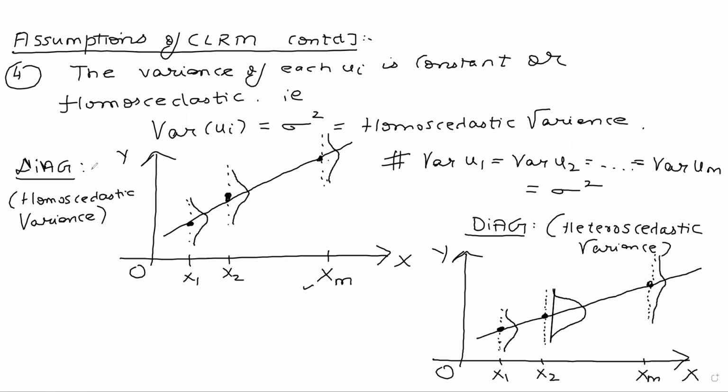In diagram A, you can clearly see that the spread of the ui's around their mean value is the same across all x's. But in diagram B, what do you observe? The spread of the ui's around their mean value is changing for different values of x. That means in the second case, variance is heteroscedastic. It's not constant. Whereas in the first case, variance of ui is homoscedastic. It is constant across all different values of x.